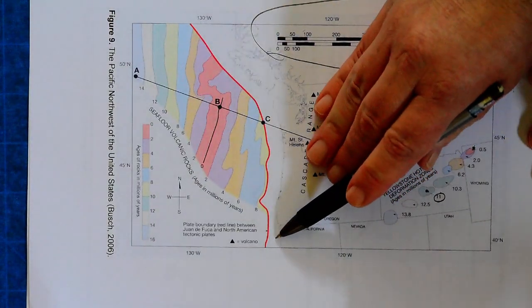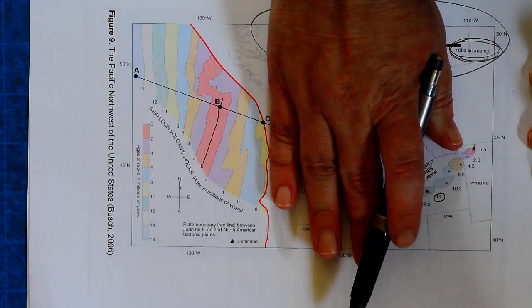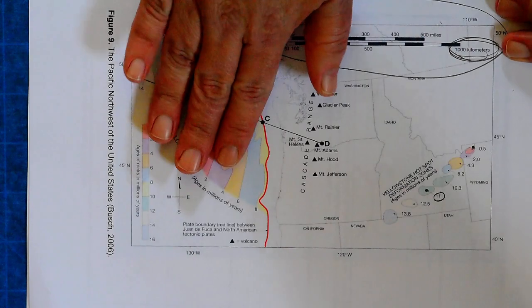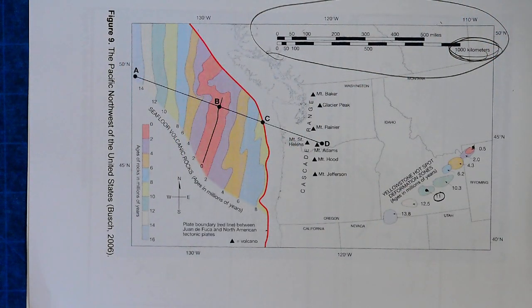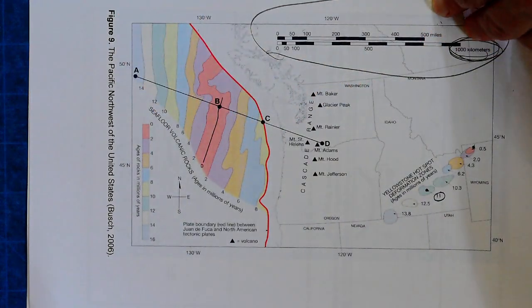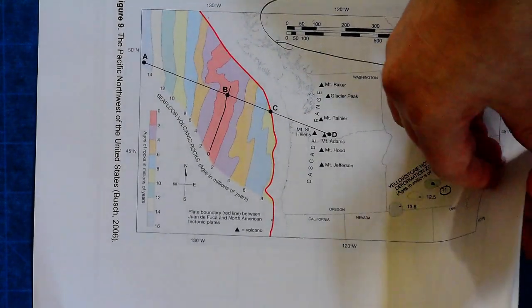Now, right here, this red line, that's the boundary between North America and a small ocean plate called the Juan de Fuca plate. And so there's going to be a few questions where you have to look here at that Juan de Fuca plate to answer those.